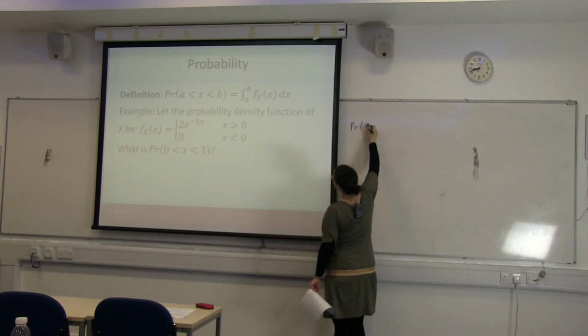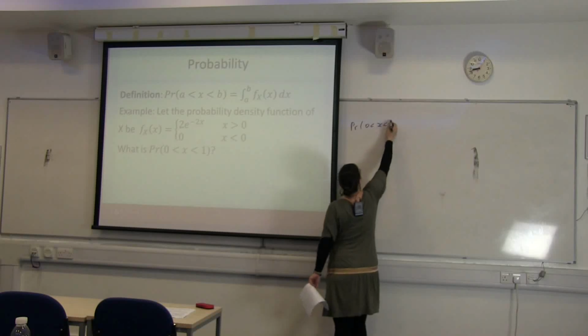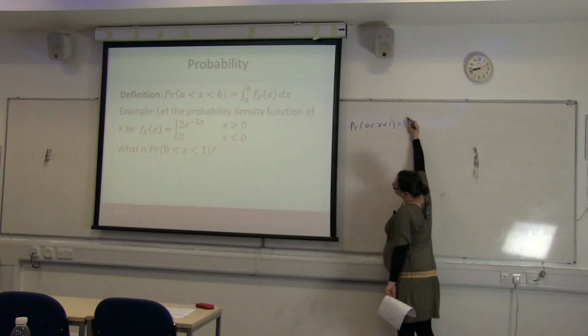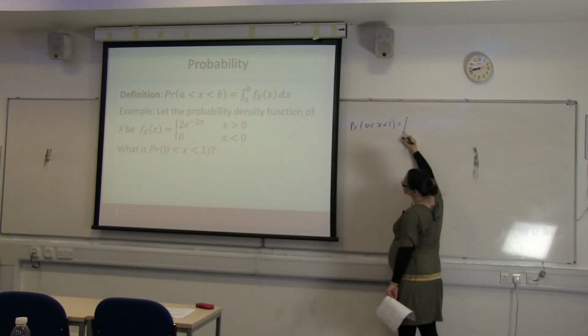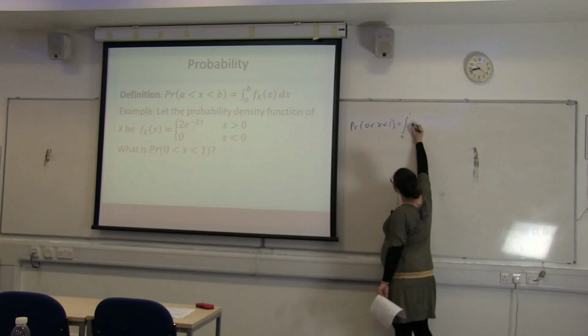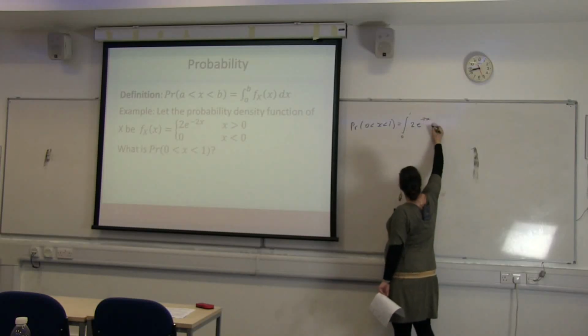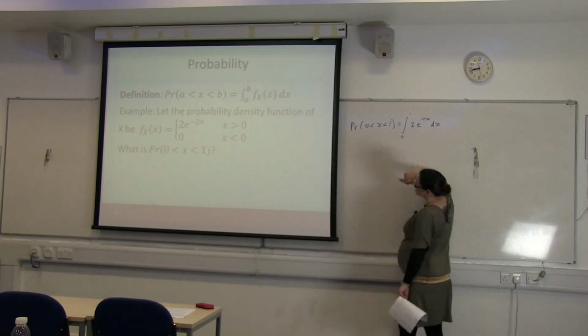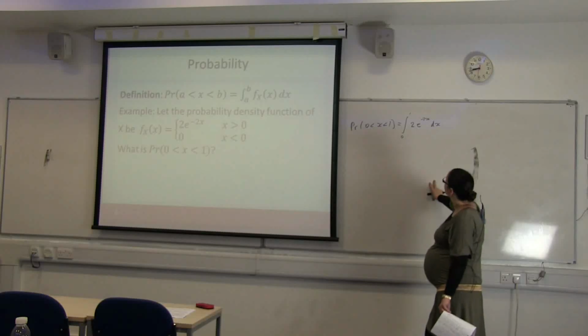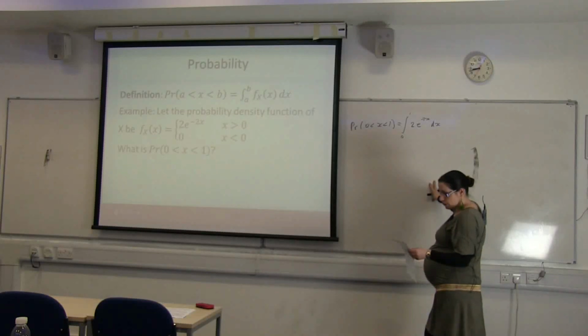So the probability of, right, what am I writing now? You can use the integration and everything. The integral from 0 to 1 of 2e^(-2x) dx. Okay, so how do I do this integral?